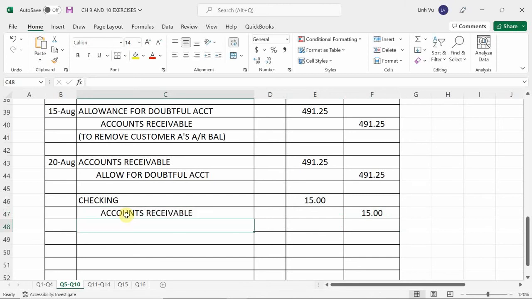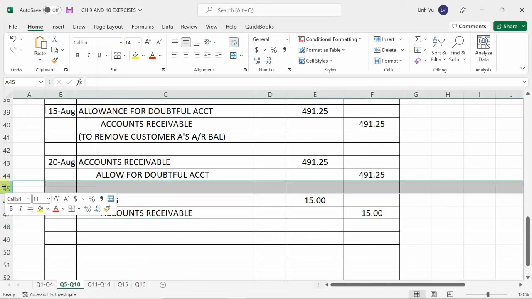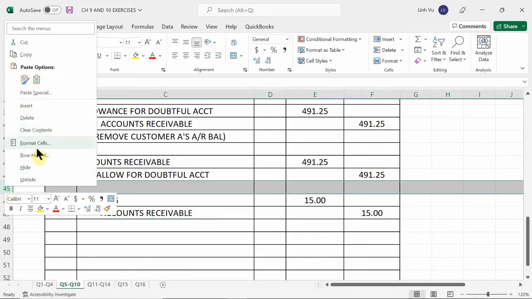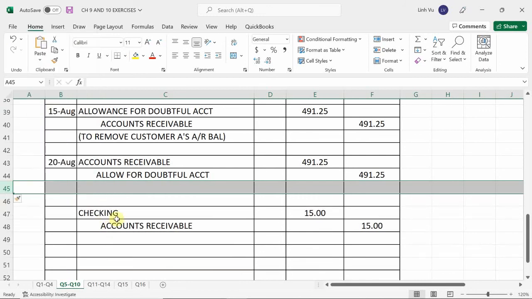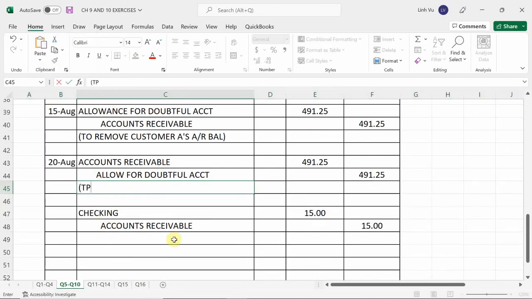All right. Oh, hold on. I didn't put a note in here yet. Let me put a note in here. Okay, to reverse customer A's accounts receivable balance. Okay, and then here, received payment from customer A. Okay.